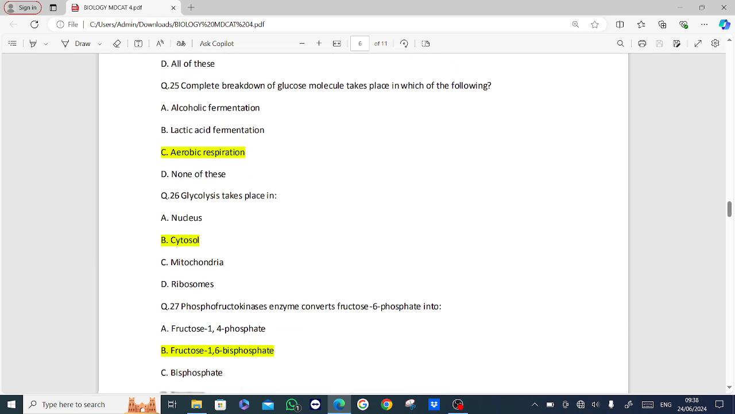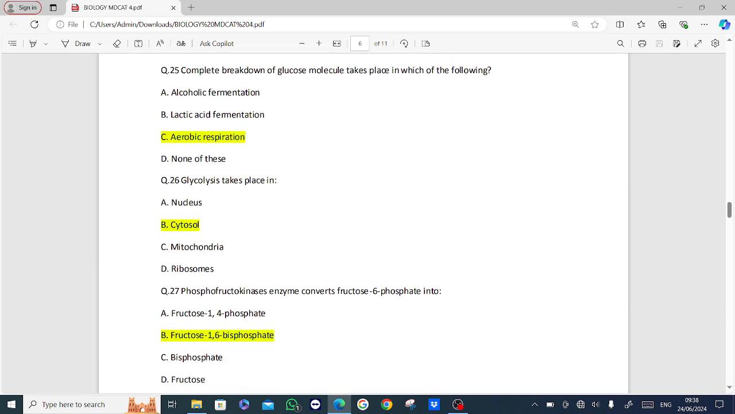Next MCQ is: complete breakdown of glucose molecule takes place in which of the following? Options are alcoholic fermentation, lactic acid fermentation, aerobic respiration, none of these. Answer is option C, aerobic respiration.